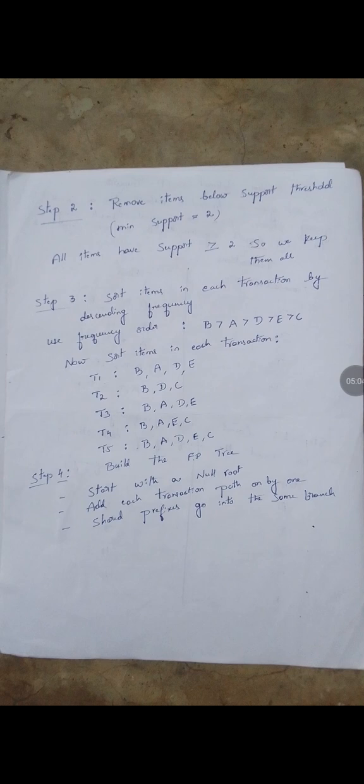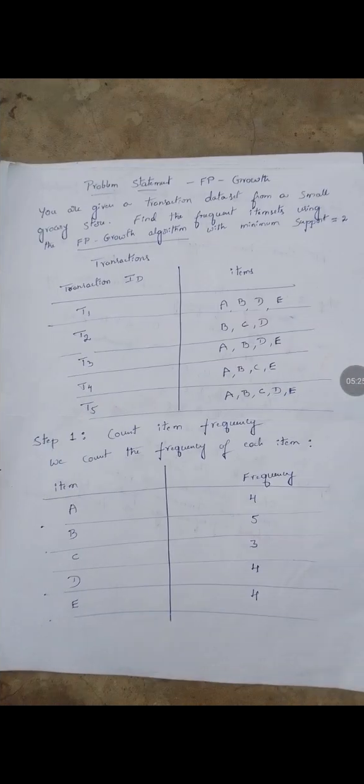Sort the items in each transaction by descending frequency. In descending frequency, you have to sort the items and use the frequency order: B greater than A, A greater than D, D greater than E, and E greater than C. We have to follow this descending frequency order for the given transactions.